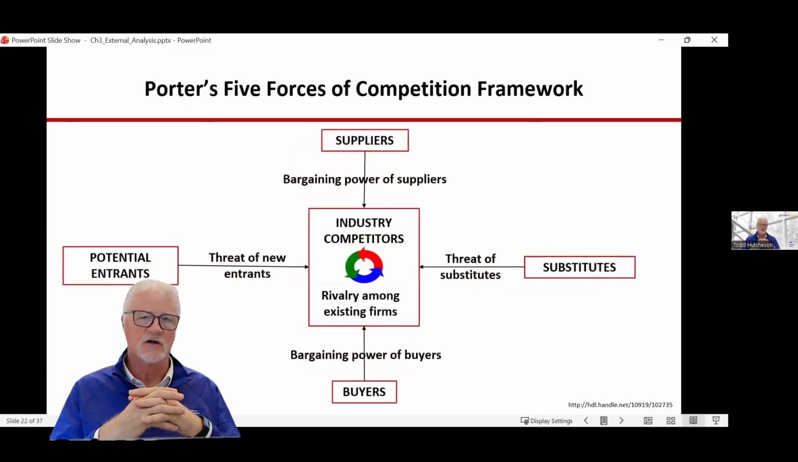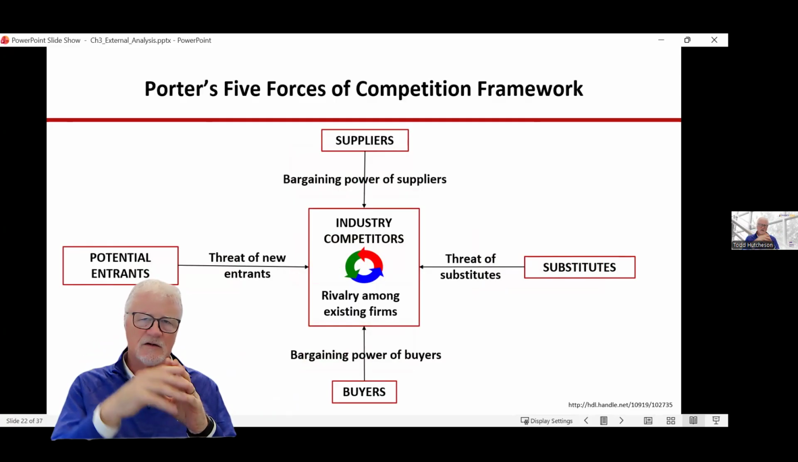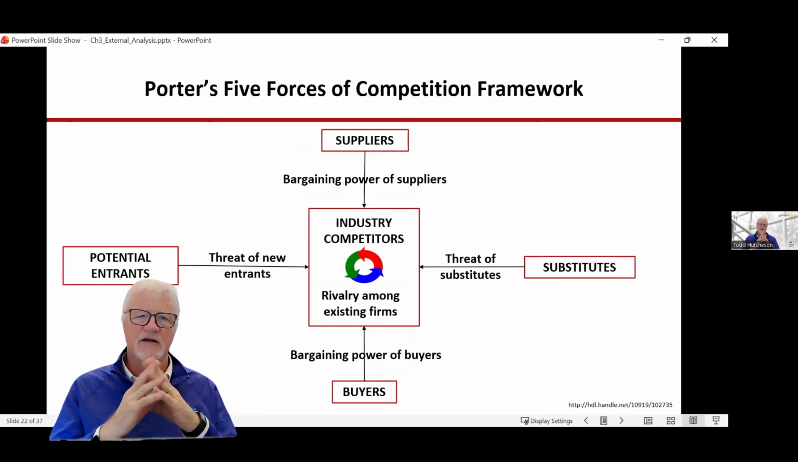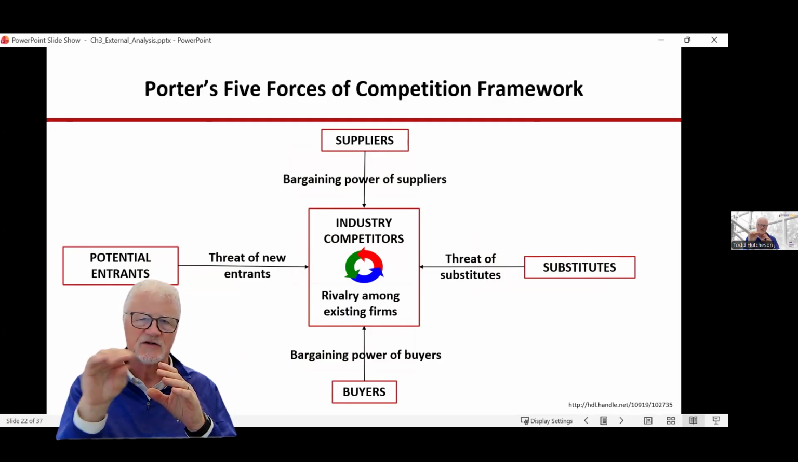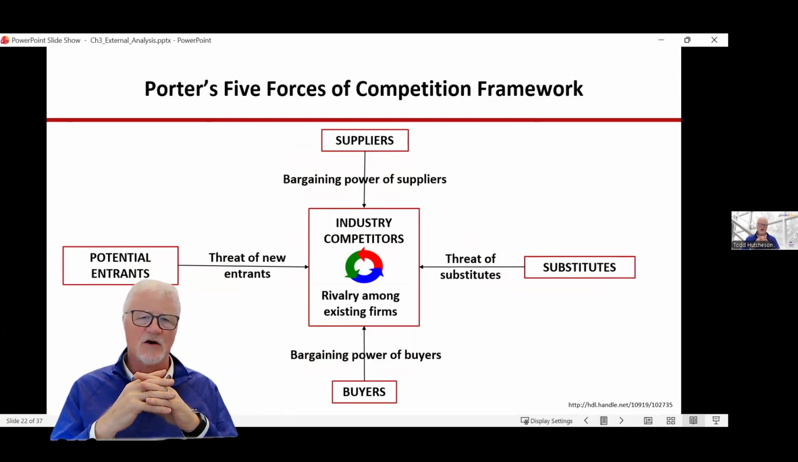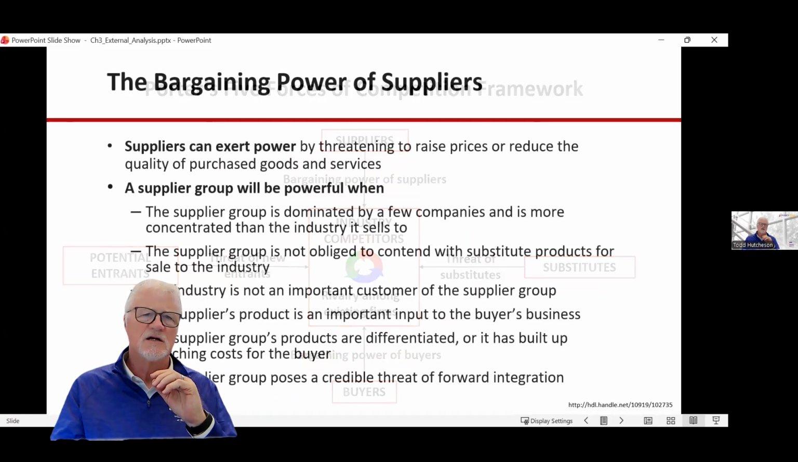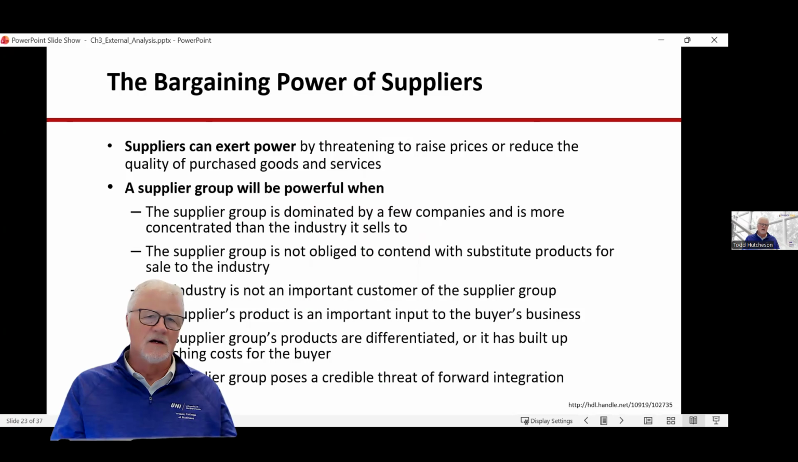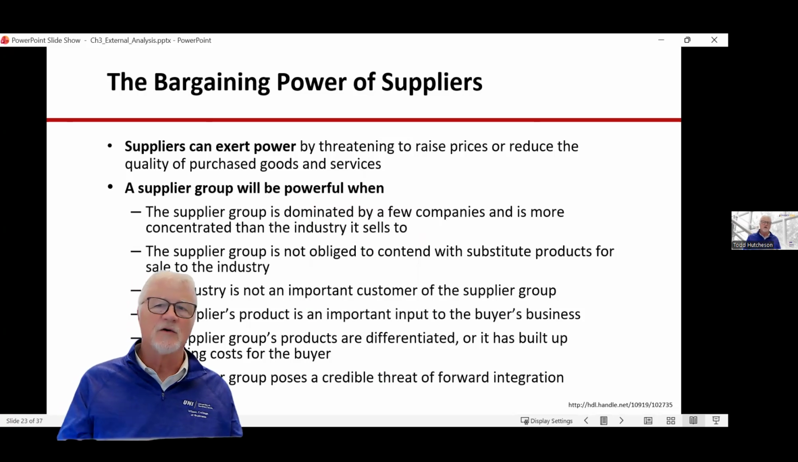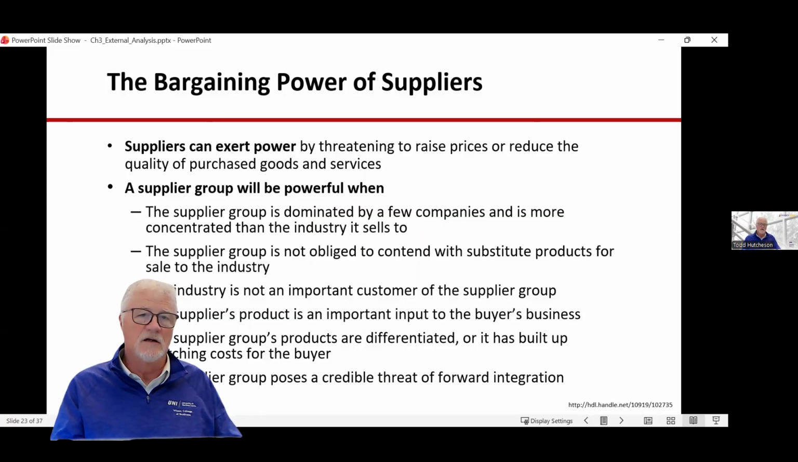Another picture of this would look like this. Again, industry competitors in the middle, suppliers and buyers on the outside, potential entrants and substitutes. The key here is the bargaining power, the line there between the supplier and the industry and competitors in each of the four areas. So the bargaining power, the threat of new entrants, the threat of substitutes, and the bargaining power of the buyers as well as suppliers. So if we think about it, again, a supplier can exert power by threatening to raise prices or reducing the quality or quantity, can cause a scarcity condition. Supplier group will be powerful when these potential things can happen.